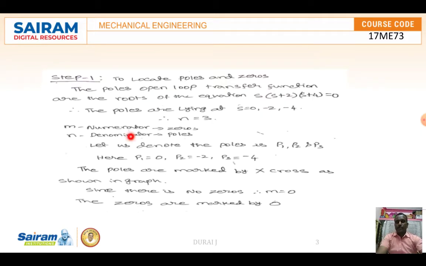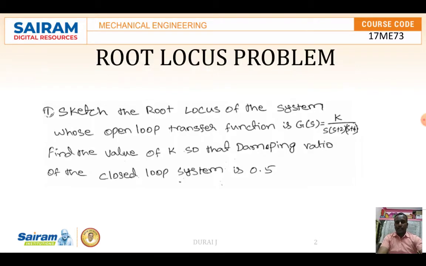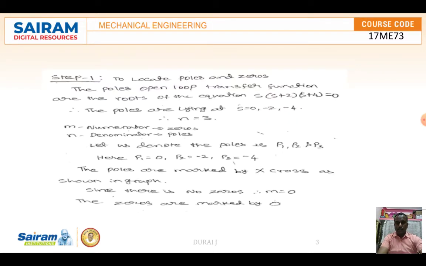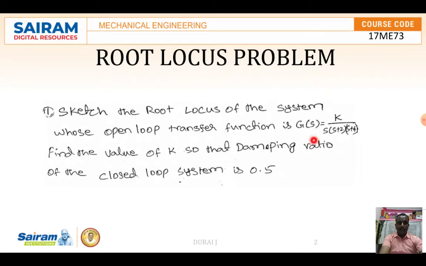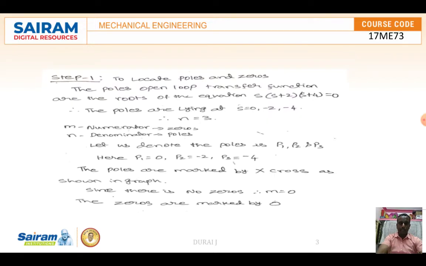So in the first step we are going to find the root locus. In this problem they have given s terms only in the denominator. At the top they have not provided any numerator, they have not given any s term, so the number of zeros will be 0 over here.